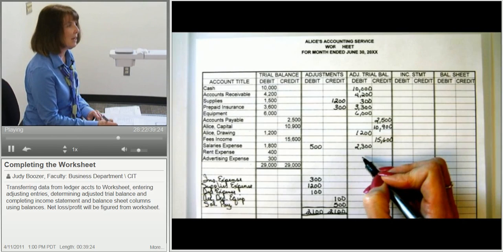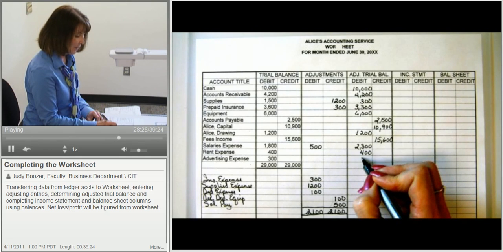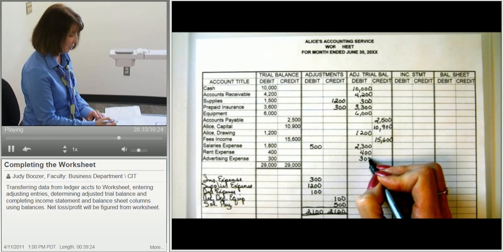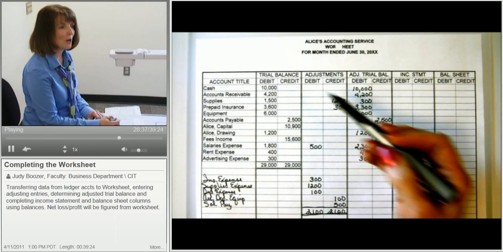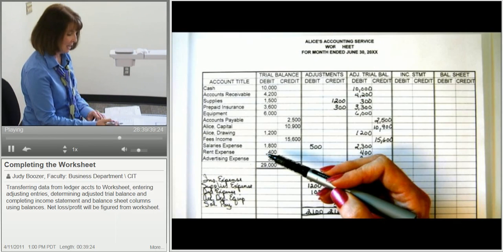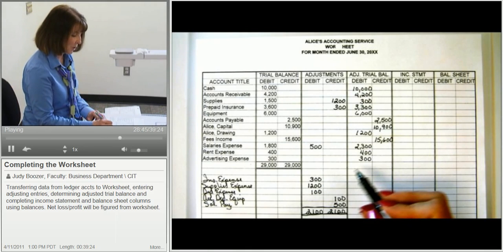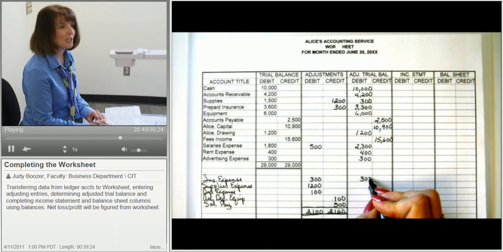Rent expense. How much? 400. Advertising, 300. Are we done? No, we added some over here. Even though they were on the original trial balance because they didn't have balances, they now have balances because of the adjustments. So, for insurance expense, we're going to bring over 300. Make sure it's in the debit.